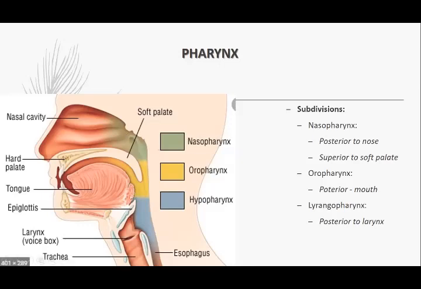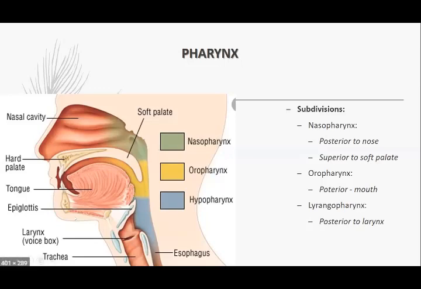The area posterior to the oral cavity, this area in yellow, this is the oropharynx. It is posterior to the mouth. The mouth hai, and this is the area posterior to the mouth. And then this blue part, the area behind the larynx. Ye larynx hai, this entire thing is the larynx. Starting from here, from the epiglottis, ye sara larynx hai. So posterior to the larynx, you have the laryngopharynx.